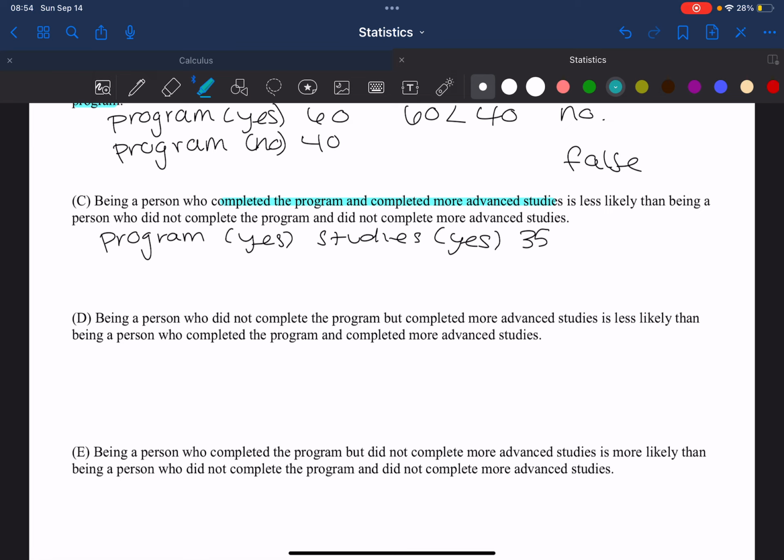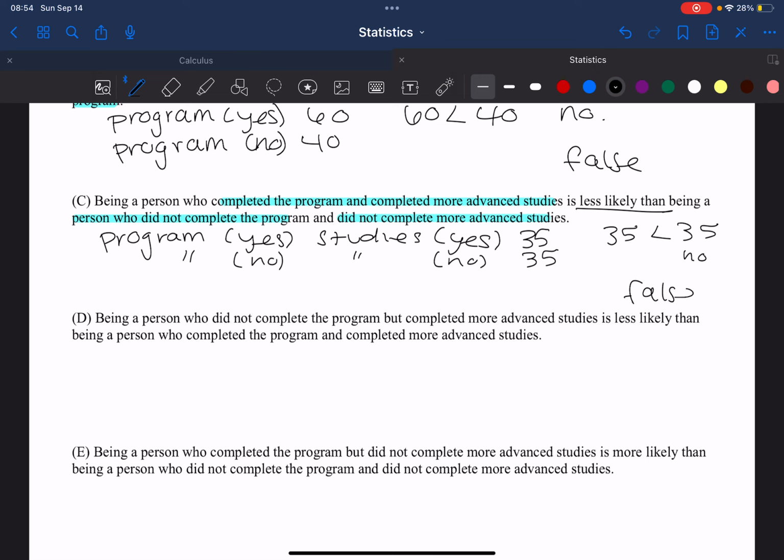Next one says, person who did not complete the program and did not complete more advanced studies. So it's the same thing, but now no. So the people that said no to both was also 35. So it's saying the first one is less likely than the second one. Well, is 35 less than 35? No, so this is false.